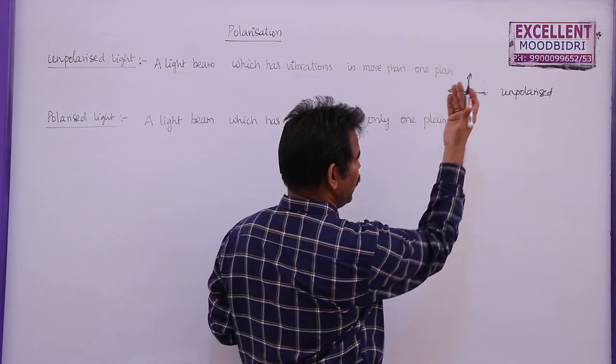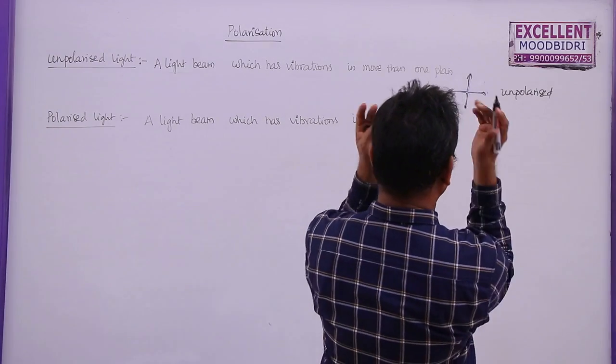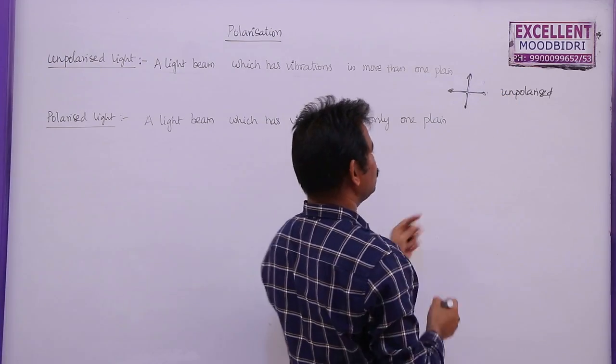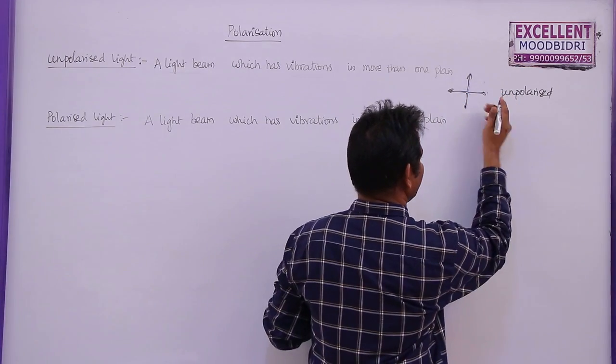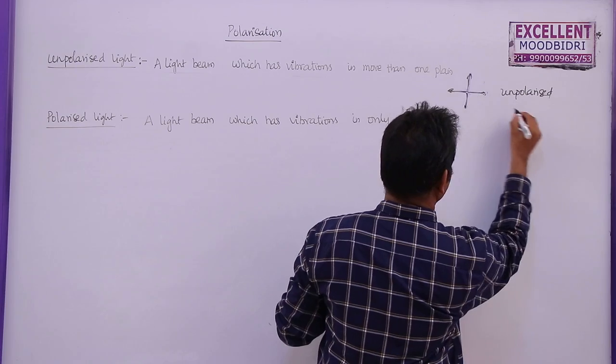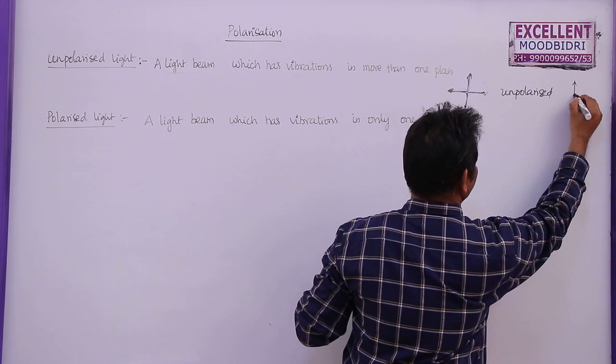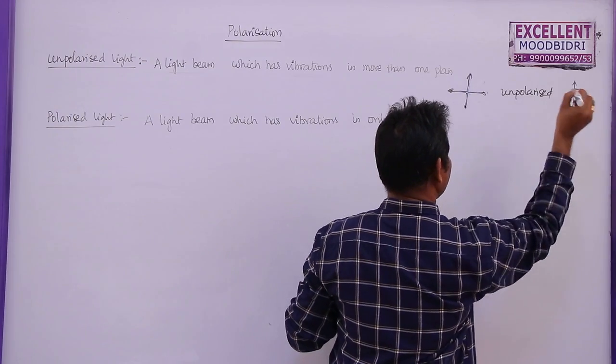Now this is the front view of the light which is coming towards us, because these are the electric vectors, light is coming like this. So the front view of this one is like this. But if you see from this side, the same light can be seen like this. This is the electric field in this direction, and this is the electric field which is into the board.